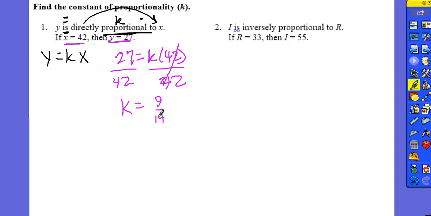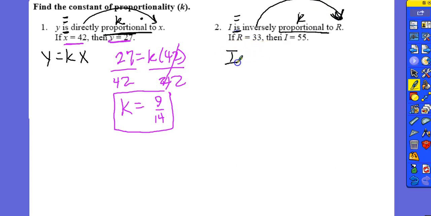I do want your answers in fraction form because I want the exact answer, and sometimes decimals aren't exact. So that's how you do that. And that's about as difficult as it gets. Okay, next one we have I is, there's that word is, that's equals. There's the word proportional, so that's k. So I is inversely proportional to r. So that looks like this. I is equal to k over r, because you're going to divide by your r.